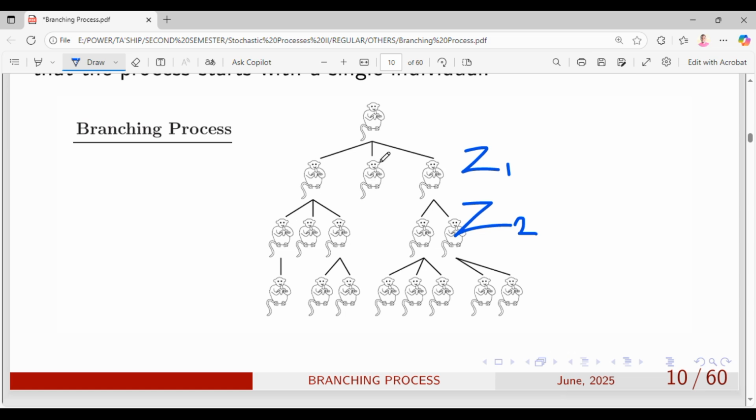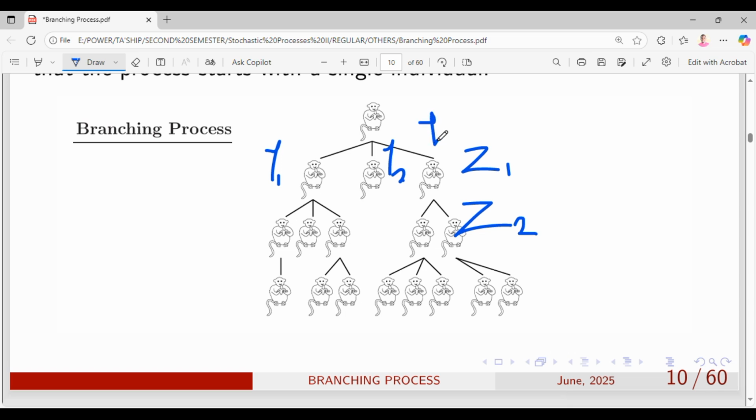You see, the process has cut off at that end. But the other 2 were able to give rise to new offspring. That's 5, so Z2 is equal to 5. Okay, that means this one is going to give us y1, this is going to give us y2, and the last one is going to give us y3.